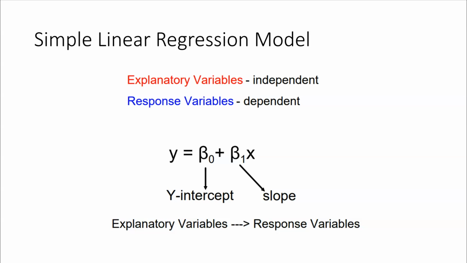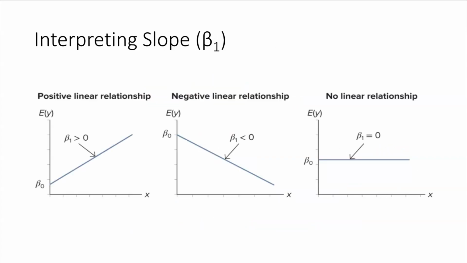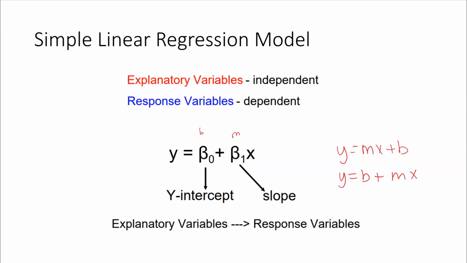So we've got a y-intercept and a slope. This might look really familiar from way back in Algebra 1, y equals mx plus b, and that is exactly what this is. That's our slope and y-intercept, but they tend to use b plus mx. And we use beta for the population and b for the sample.